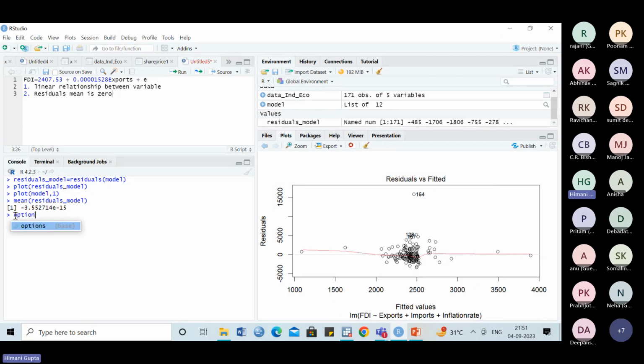I told you, every time you can just write options, scipen equals 999. Now if I write the same command, mean, you will see this is your exact value. The mean is minus 0.00000003552717, so it's near about 0. The diagram is also saying that my mean is near about 0. So I can say my mean is 0 and this assumption is fulfilled.